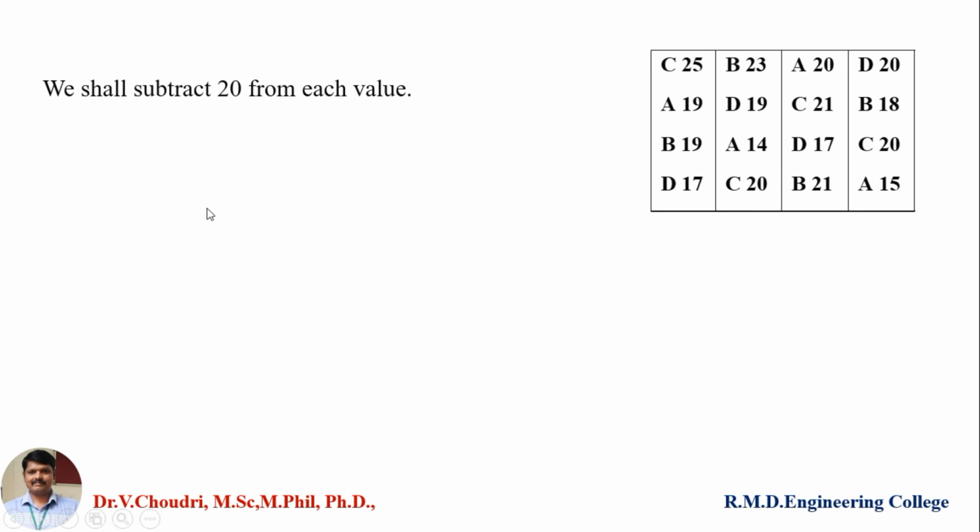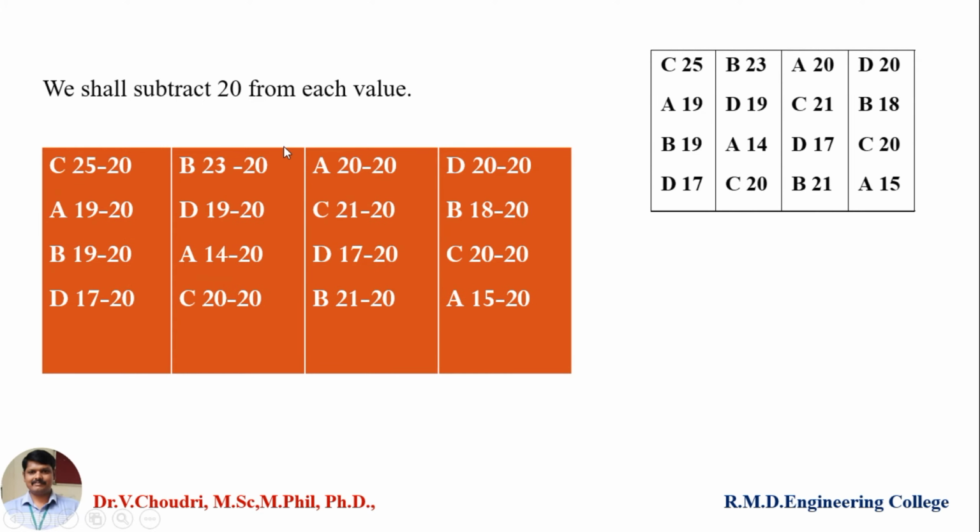First, we shall subtract 20 from each value. See the values, we are having square values only now. So avoid the two-digit number, make it a single-digit number by subtracting one common value, 20. I found 20 may be the common value for all the numbers, so I choose 20. So subtract 25 minus 20, 23 minus 20, 20 minus 20, like that up to 15 minus 20.